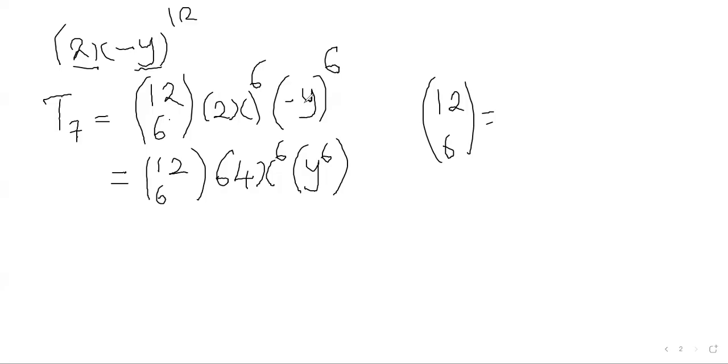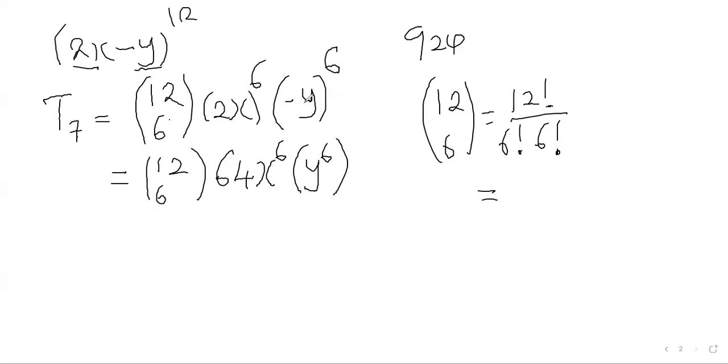So here we have 900. The answer for this is 924. You can confirm this by saying 12 factorial divided by 6 factorial, and next 12 minus 6, which is 6 factorial, like this.